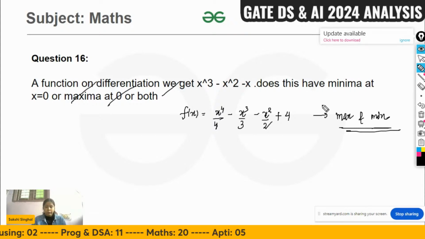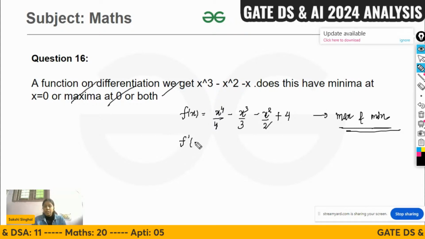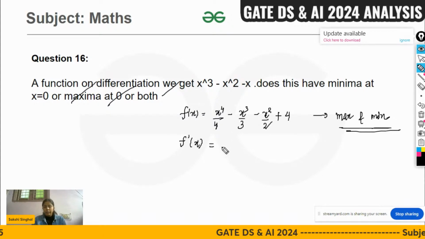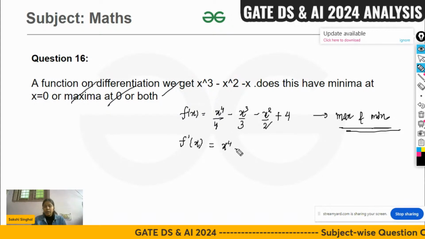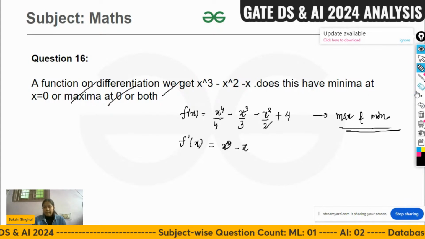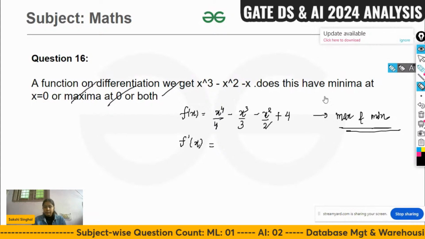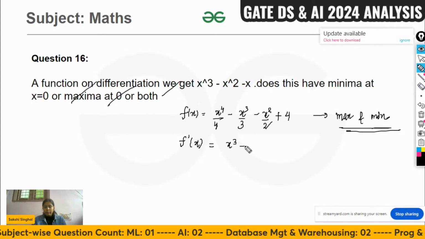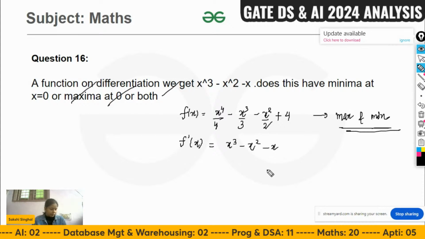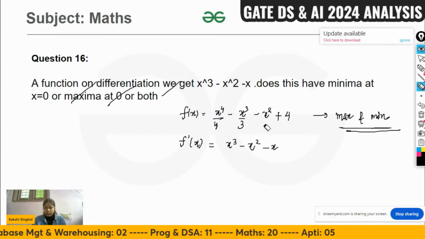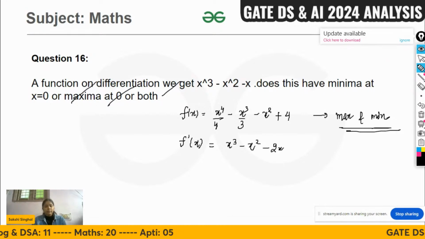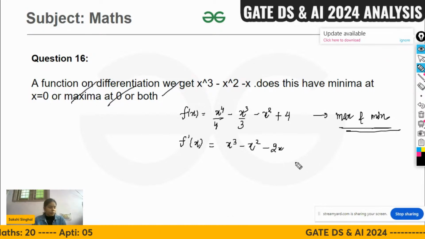Okay. So what would you do? You would find out the differentiation. So that would give you x to the power 4. If you differentiate, that would become x cube minus x square and minus x. Guys, tell me, is the upon 2 there or not? Would it be minus 2x? Yeah, this was the question, right?